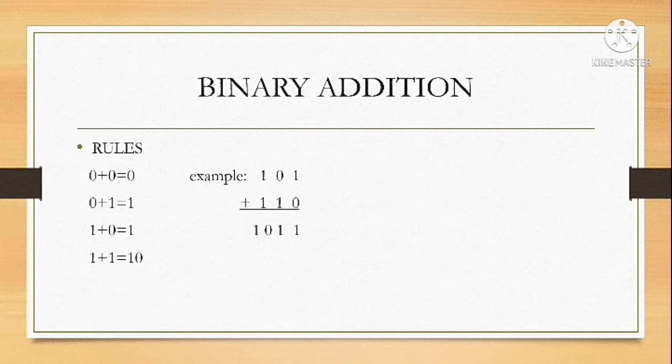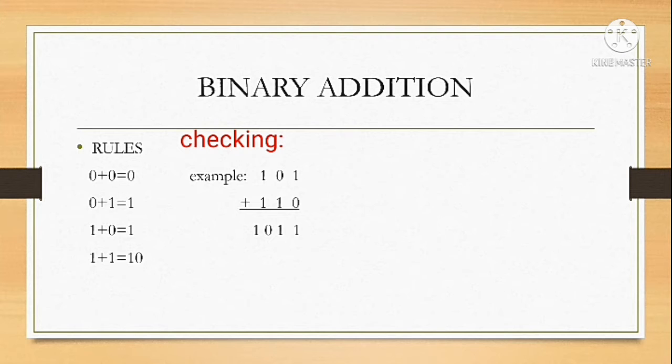First, we need to add the first column. 1 plus 0 is 1. 0 plus 1 is 1. 1 plus 1 is 10. So, to check our answers, let's convert each number into a decimal number.